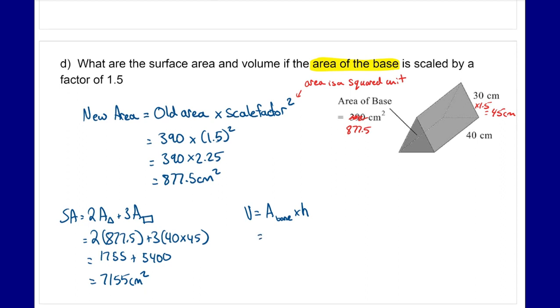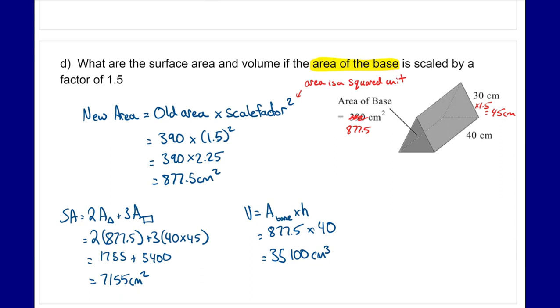For volume, it's the area of the base times the height. The area of the base did change, we did calculate that. The height did not change. It isn't affected by the increase of the area. So 877.5 times 40 gives 35,100 centimeters cubed.